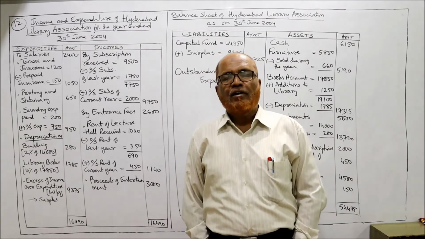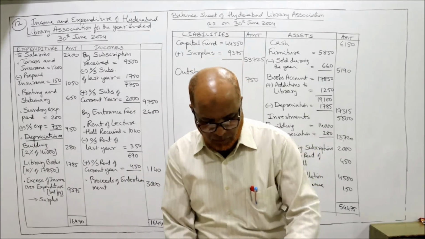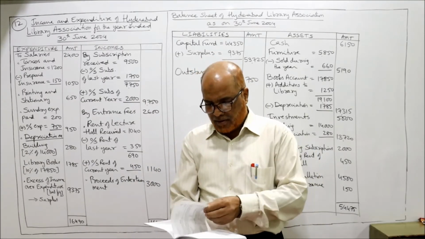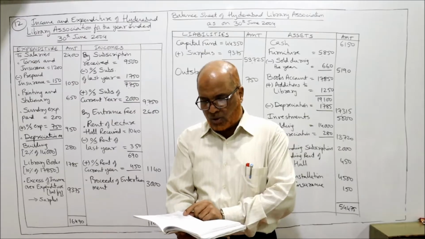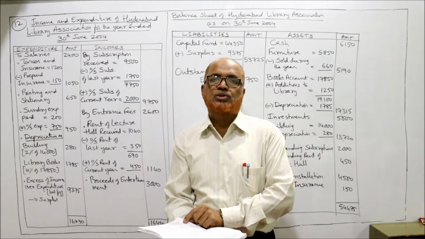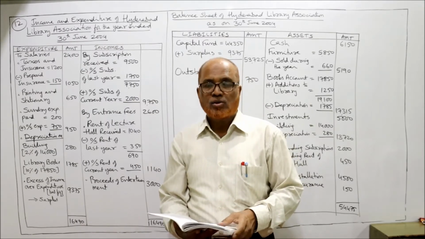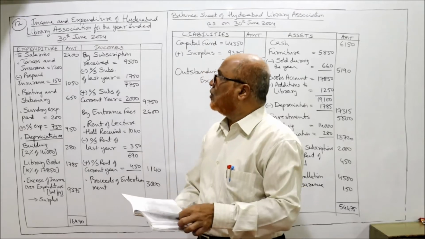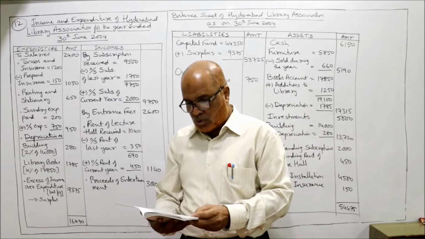Hello students, now we'll start the next problem, that is problem number 12. See the 12th problem carefully. So the following is the statement of assets and liabilities of Hyderabad Library Association as on 30th June 2004. So we are given the balance sheet as on 30th June 2004 and current year is 2005.